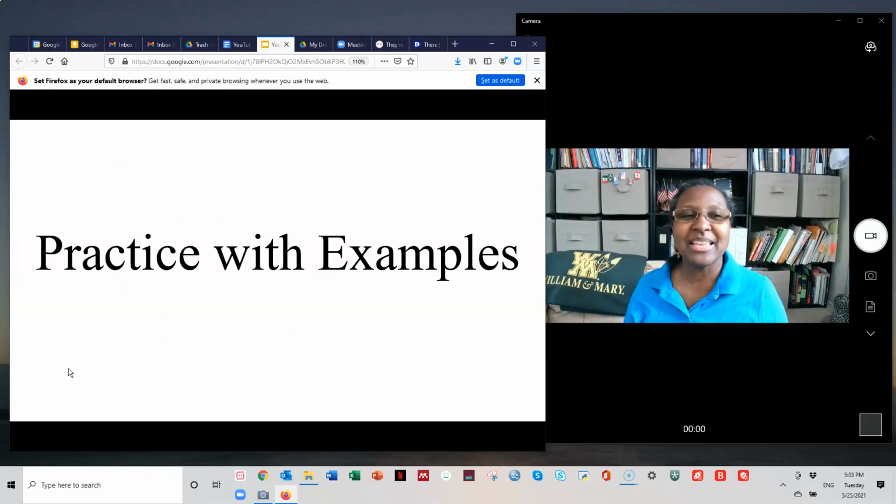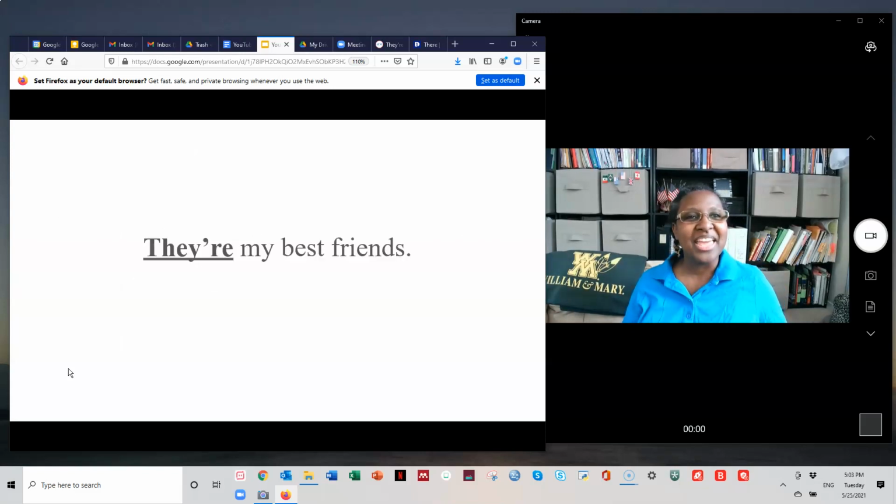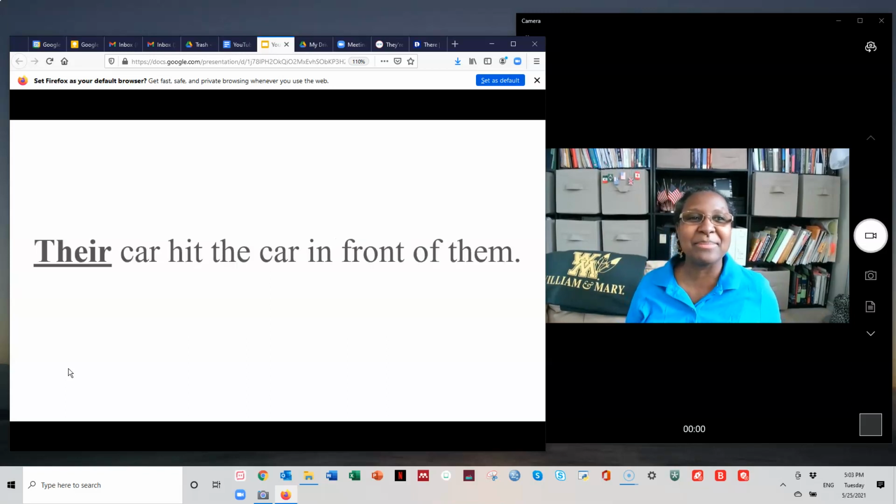Let's practice with some examples in sentences. They're my best friends. They are my best friends. Their car. Whose car is it? Their car. So an active possession or belonging. Their car hit the car in front of them.